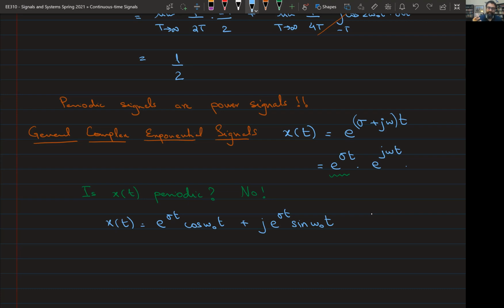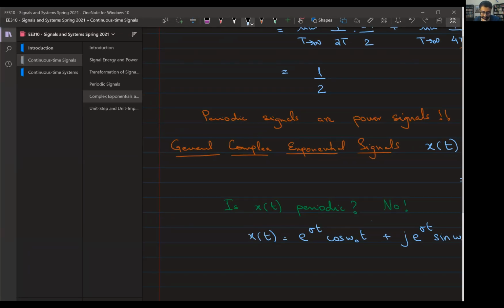And in 3 dimensions, what would it look like? What do you think? In 3 dimensions, remember this was a spiral. If sigma equals 0, this would have been a spiral, right? If sigma is not equal to 0, what would it be? Hamza says it's a spiral which is getting closely wound. So a growing or shrinking spiral, okay?